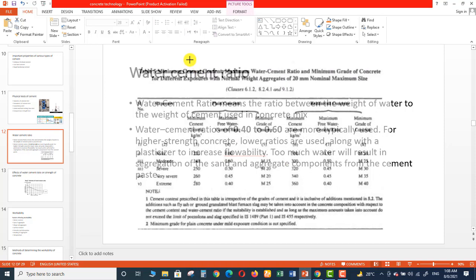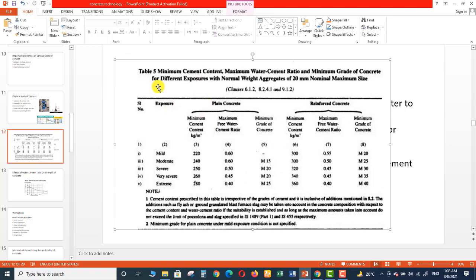Let me share this table. Actually, this table is showing the minimum cement content, maximum water cement ratio and minimum grade of concrete for different exposures with normal weight aggregate of 20 mm nominal maximum size. So this table is showing the relationship between different grades of concrete and what sort of water cement ratio we should maintain for plain concrete and reinforced concrete.